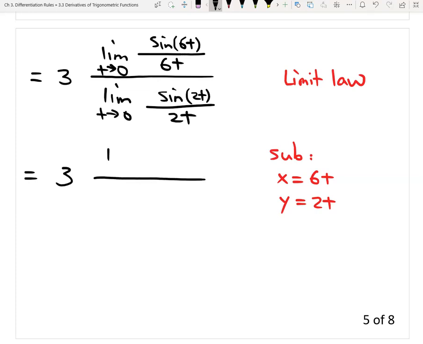The top is the limit as t approaches 0, x approaches 0, right? And now it is sine x over x. What is the bottom? The bottom is the limit, no, sorry, it's y, right? This is no longer x. And y equals 2t. When t approaches 0, y approaches 0.